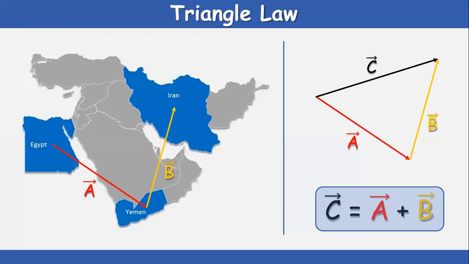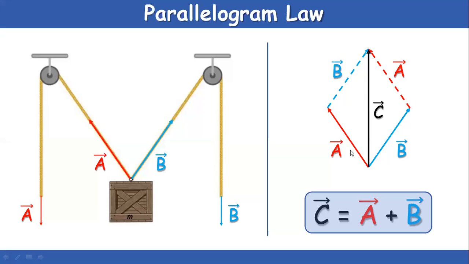So first example, consider this vector A, consider this vector B, and the resultant is shown by vector C. What I have done is the starting point of A and the end point of B have been joined together. So C bar I will get as A bar plus B bar. A bar plus B bar is equal to C bar. So this is the triangle law.